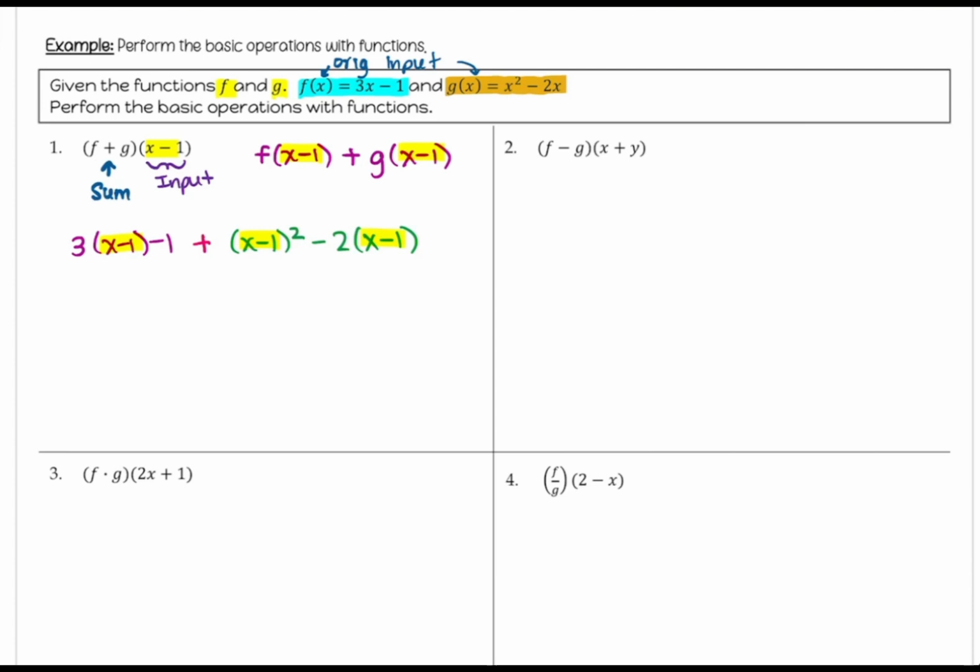All right, so let's clean this up. Let's distribute, combine like terms, and see where we end up.